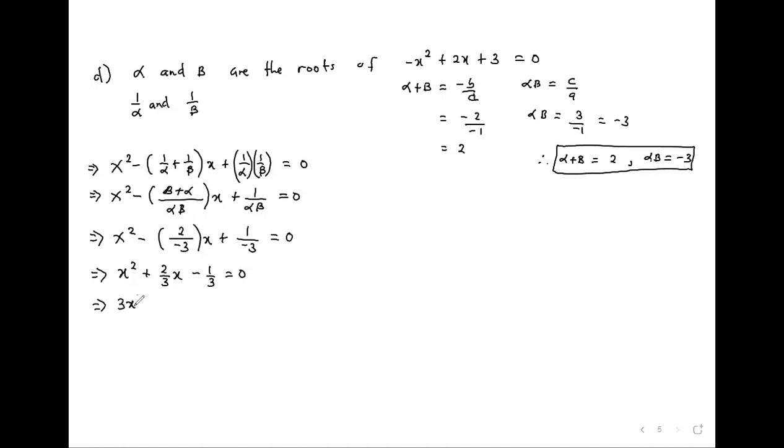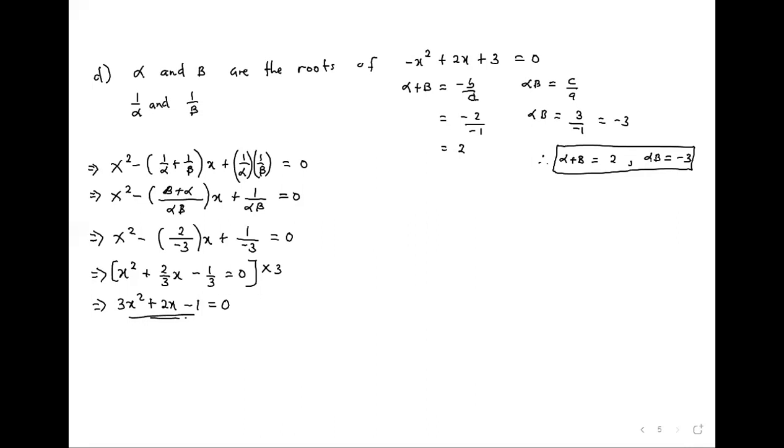So if you multiply throughout by 3, you're going to have this here as the equation whose roots are 1 over alpha and 1 over beta. As simple as it is. So 2 more questions for the completion of this paper.